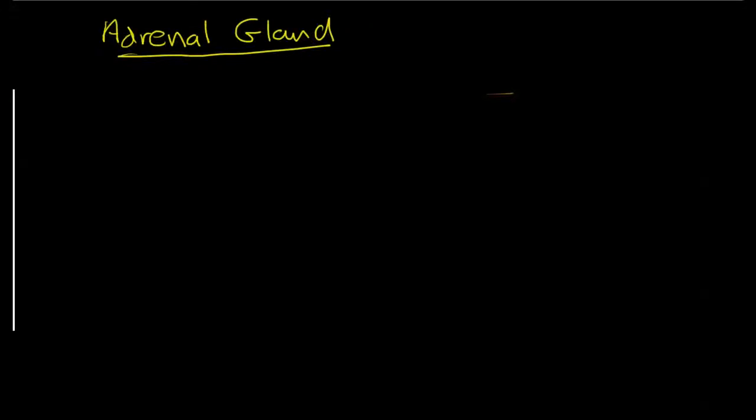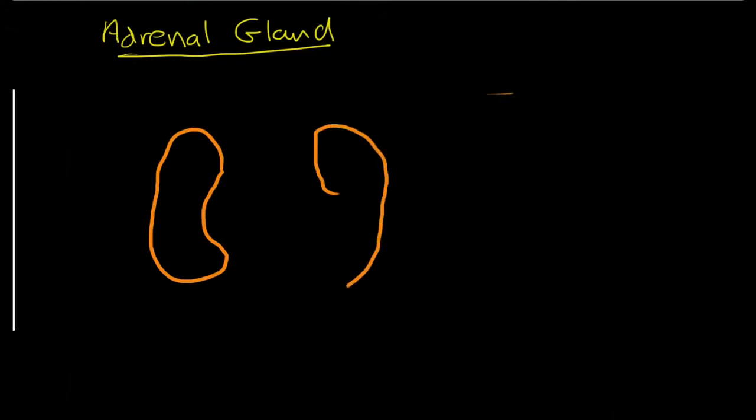Okay, so the adrenal gland. The adrenal gland is placed just above the superior pole of each kidney, and it's a small triangular shape that sits right on top of the kidney.